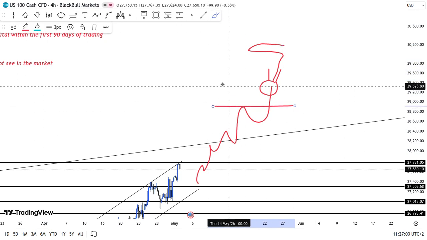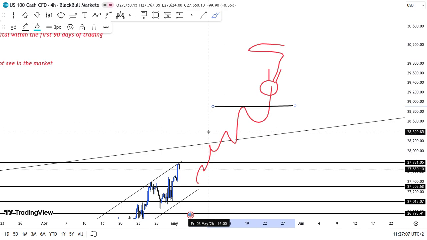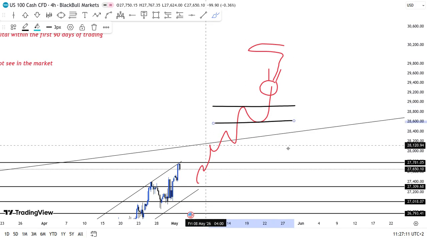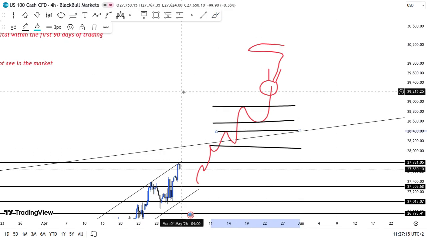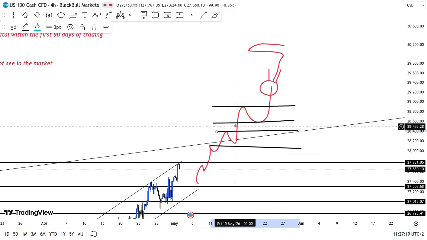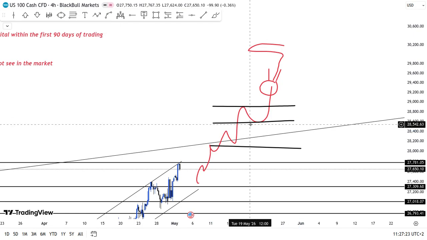Let me change the color to black now. Price curved there, and then price curved once again there. It curved here, it curved there, so on and so forth. Already you can tell that person that this is a high, this is a low, a high, a low. Just like that. It is simple, guys.